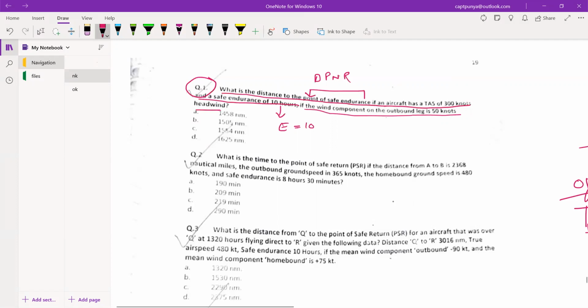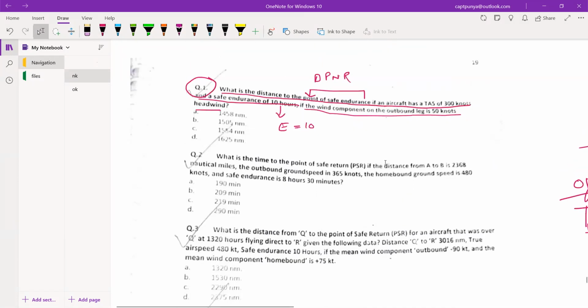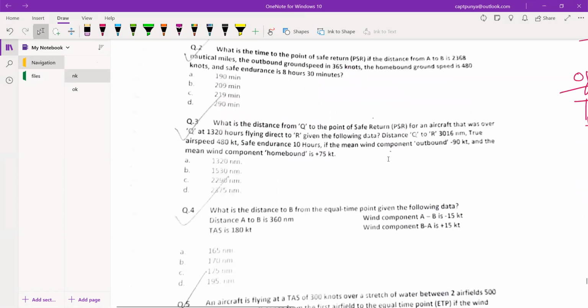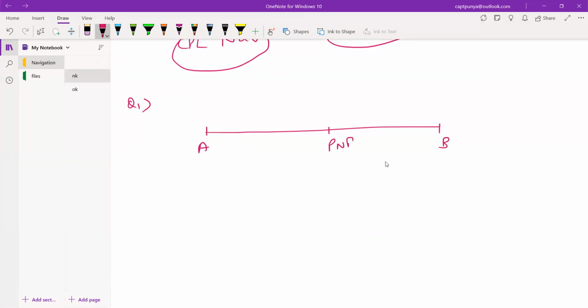So guys, look, what is the method to solve these questions? Like I have told you before, when you're solving these kinds of questions, you need to draw the diagram because it makes it easy for you to crack it. So suppose this is the question, and I'm going to make a diagram for it. This is question number one. This is my point A. This is my point B. This is my point of no return. I know that from the point of no return back, it is my homebound ground speed, and from here, it is my outbound ground speed. Now, this is the distance to PNR. Distance to PNR is nothing but E into O into H divided by O plus H.